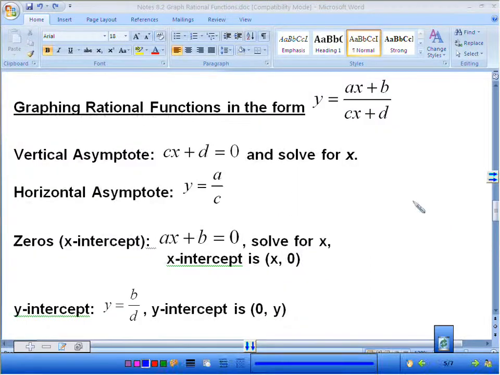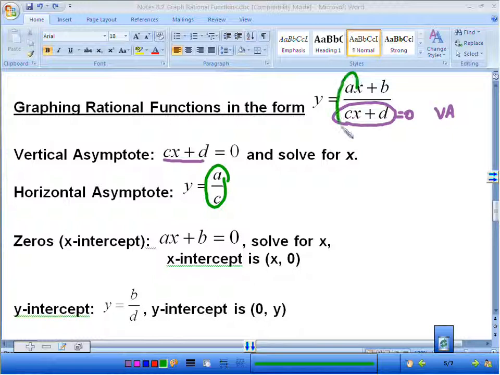Let's try another one. These are all the steps that we took in the parts of the equation that gave us each one of the attributes. For vertical asymptote, I used the denominator. I set the denominator equal to 0, solved it for x, and that gave me what the vertical asymptote is. The horizontal asymptote came from a over c, the coefficients of x. So if there's no x on the top, then we know that our horizontal asymptote is going to be 0.